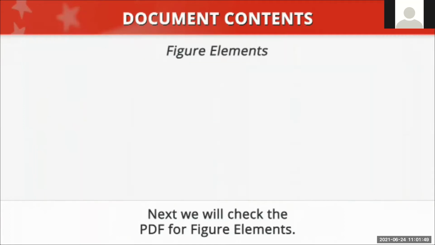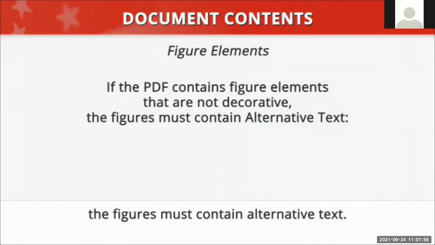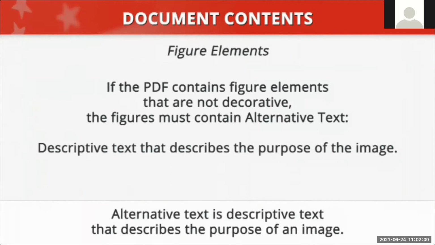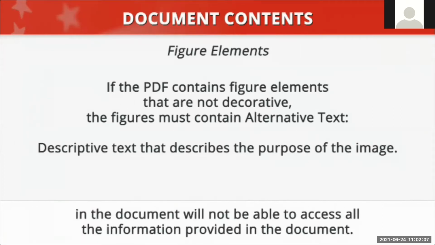Next, we will check the PDF for figure elements. If the PDF includes figure elements that are not decorative, the figures must contain alternative text. Alternative text is descriptive text that describes the purpose of an image. Without alternative text, users that are unable to see the images in the document will not be able to access all the information provided in the document.